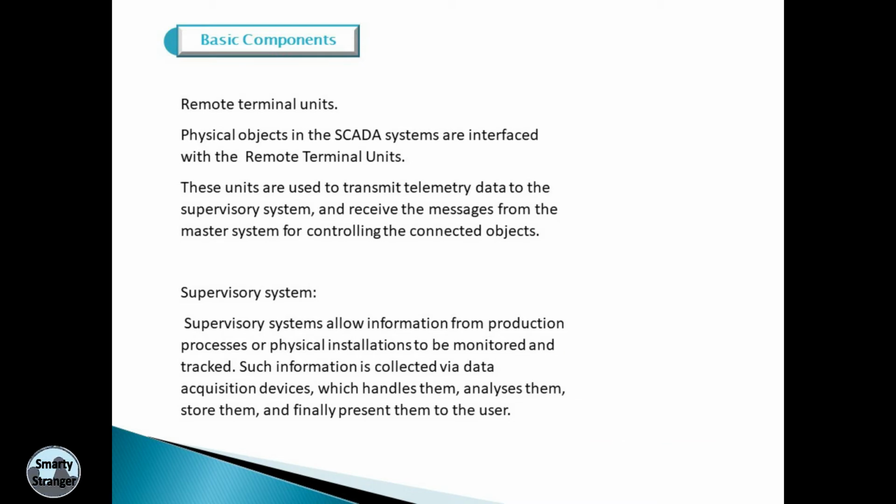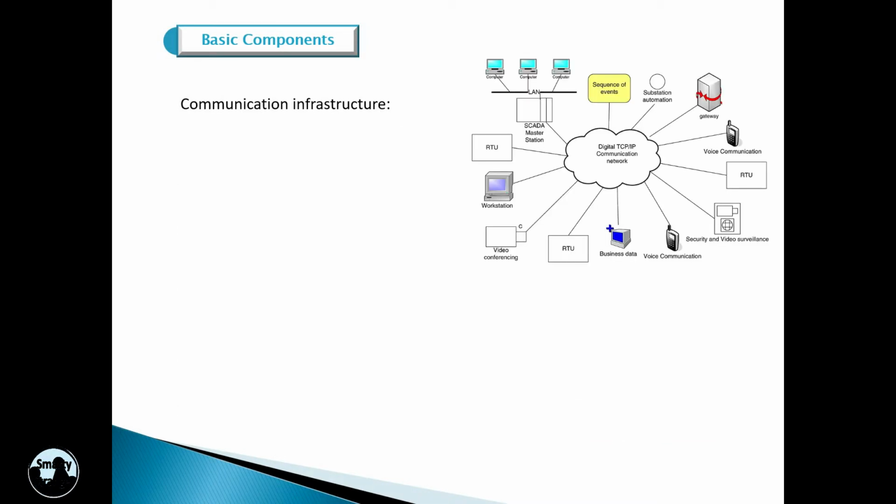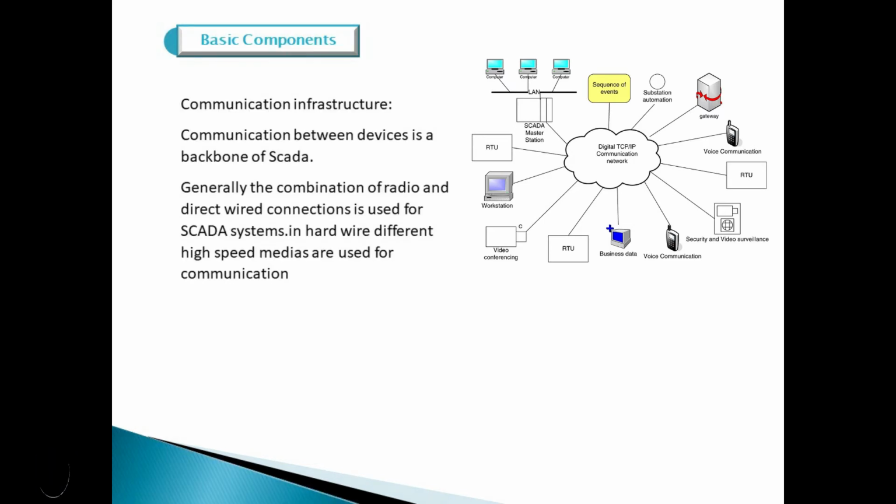Communication infrastructure. Communication between devices is the backbone of SCADA. Generally, a combination of radio and direct wired connections is used for SCADA systems. In hardwire, different high-speed media are used for communication.